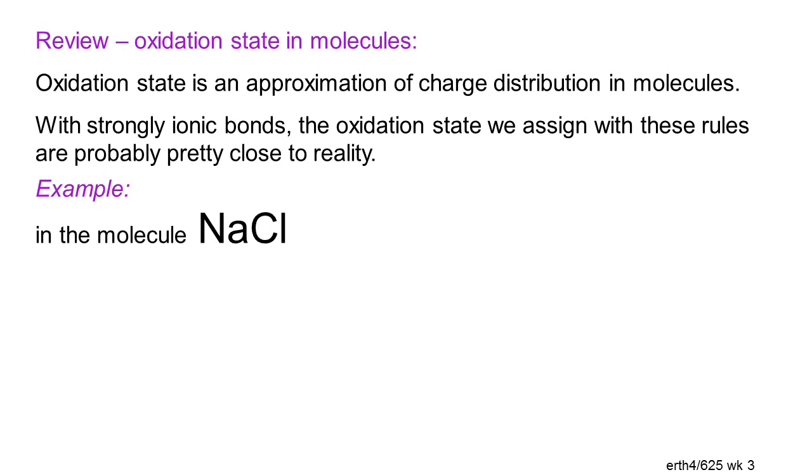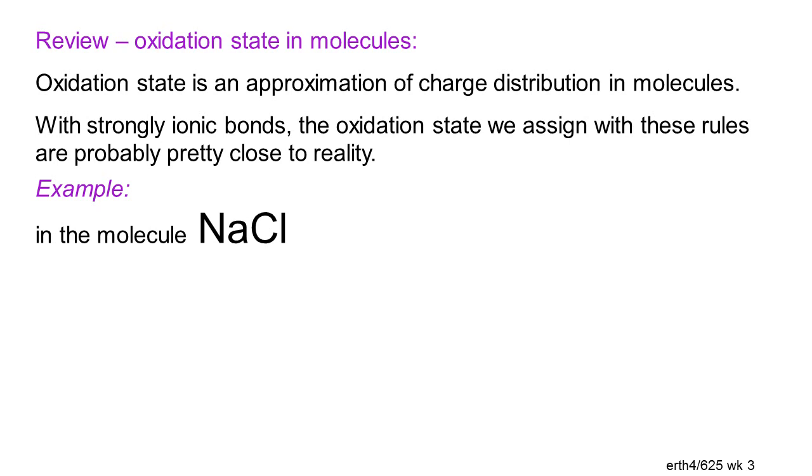I want to emphasize that oxidation state is a bookkeeping method, so it's an approximation of the actual charge distribution in molecules. Sometimes it's a really good approximation, such as when we have strongly ionic bonds and electrons are being transferred. And sometimes they're not such a good approximation, such as in covalently bonded molecules.